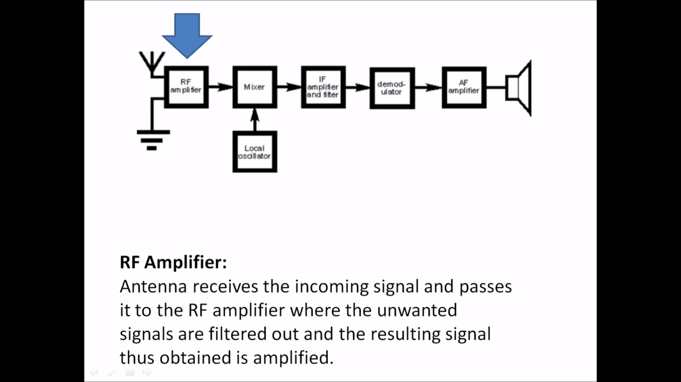RF amplifier. The antenna receives the incoming signal and passes it to the RF amplifier, where the unwanted signals are filtered out and the resulting signal thus obtained is amplified.